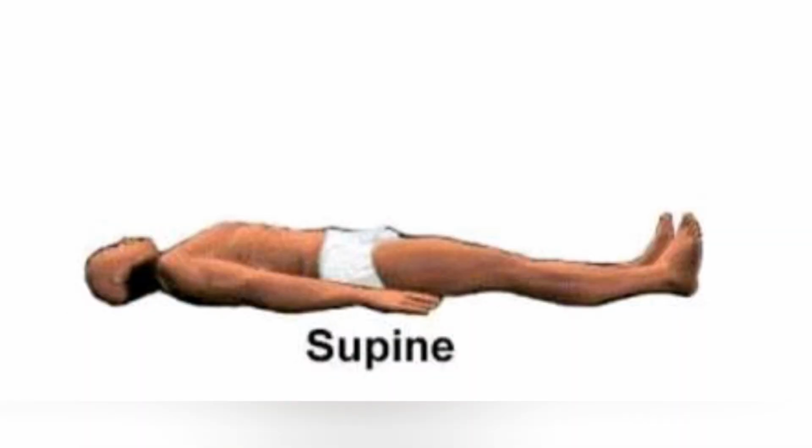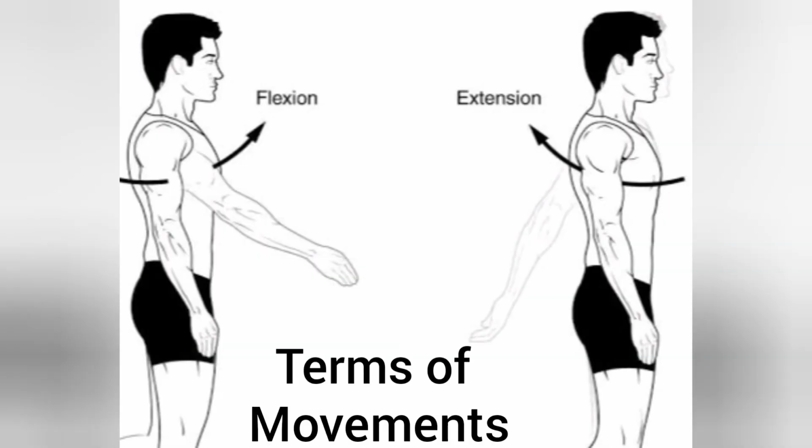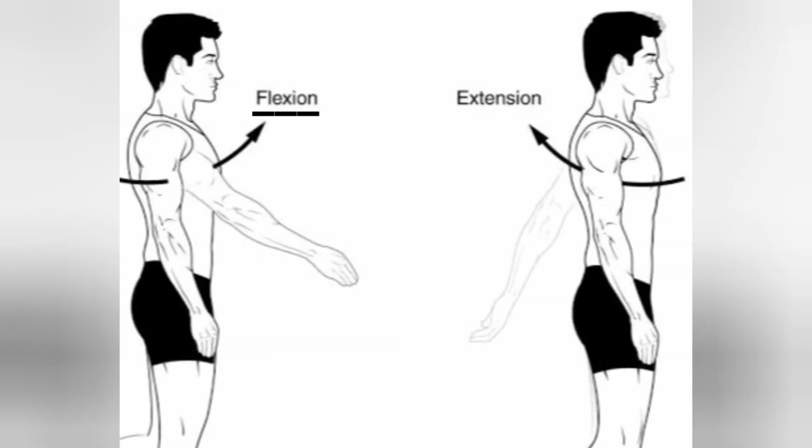Supine position: when a person is lying on her or his back, arms by the side, palms facing upward and feet put together. Prone position: person lying on his or her face, chest and abdomen. Terms of movement: flexion, when two flexor surfaces are brought close to each other, or simply a decrease in the angle between surfaces, it is termed flexion.